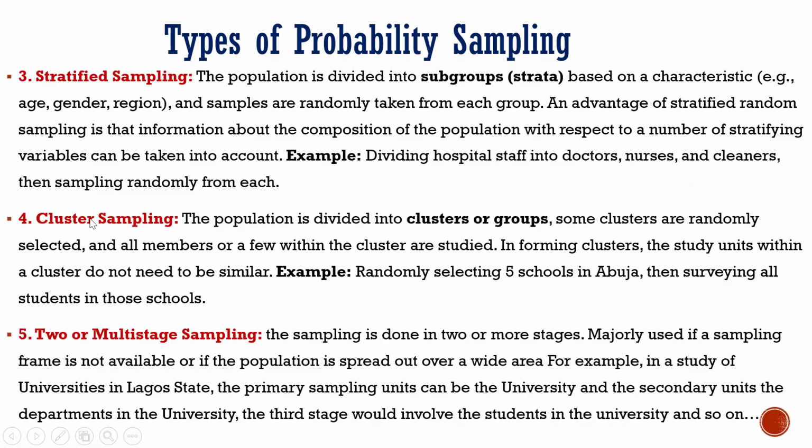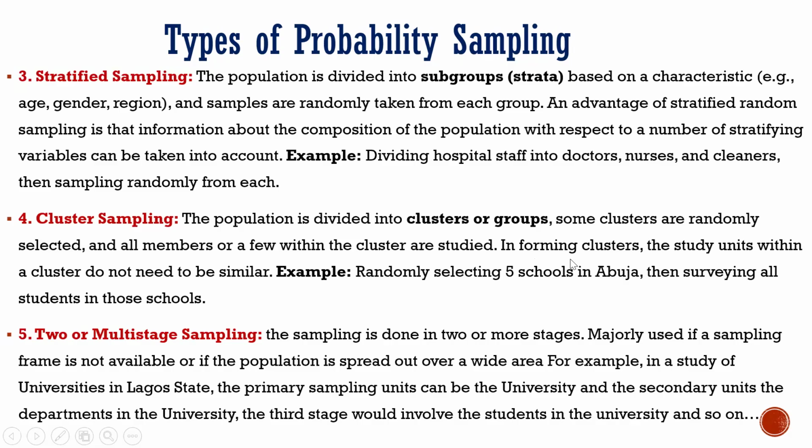Then we have another one called cluster sampling. Here the population is divided into clusters or groups. Some clusters are randomly selected and all members or a few within the cluster are studied. So the difference between cluster and stratified is that clusters are just divided into groups. It doesn't mean it must be based on characteristics, but in stratified, they must be based on characteristics. Okay, so in cluster sampling, all members or a few within the cluster are studied.